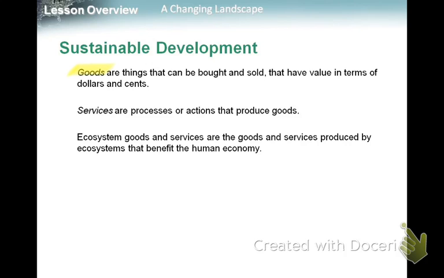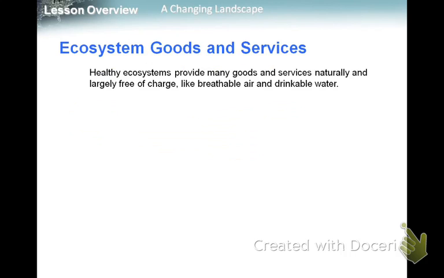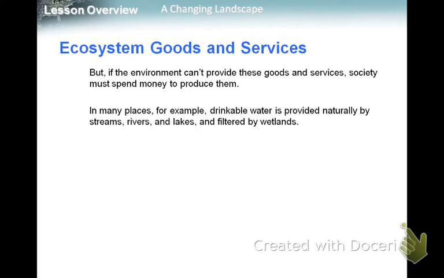Goods, to give you a couple definitions to start here, are things that can be bought and sold. They have value in terms of dollars and cents. Services are processes or actions that produce goods. So ecosystem goods and services are the ones that are produced by ecosystems that benefit the human economy. Healthy ecosystems provide goods and services naturally and largely free of charge, like air and water. If the environment can't provide these goods and services, then we have to spend money, which isn't advantageous to human society.